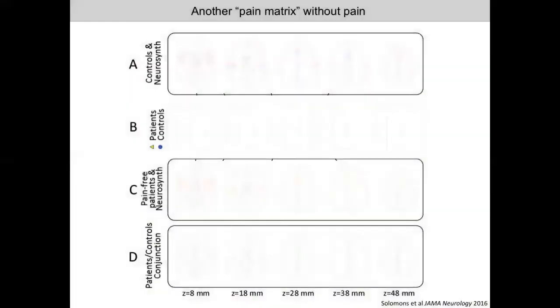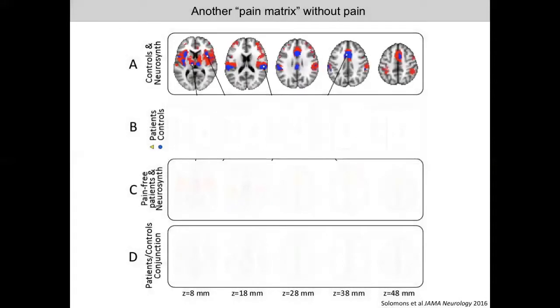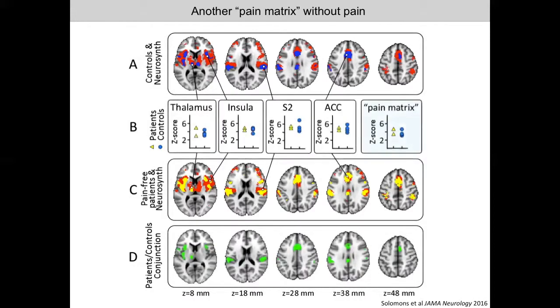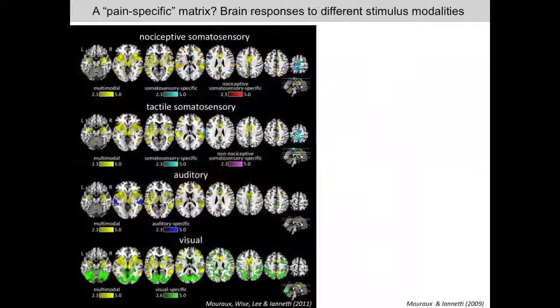Recently, with Tim Solomons, we published this paper in a couple of patients with this rare condition called congenital insensitivity to pain, CIP, showing that when you look at standard areas activated by pain, in both this Neurosynth mask and the group of control subjects, they're basically the same areas which are activated in these patients in yellow. So they're totally devoid of any painful percept, and this is another proof of what I just showed with the other modalities.